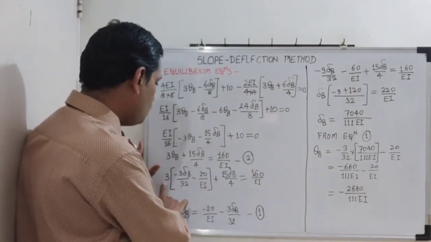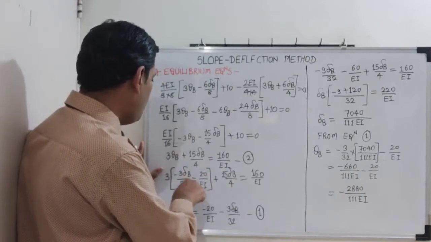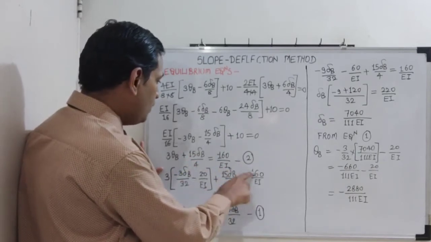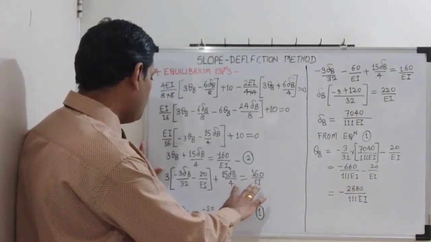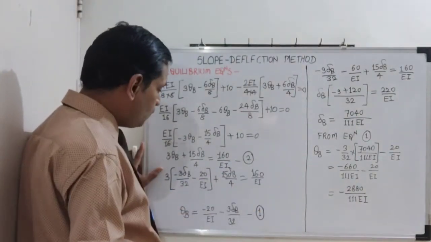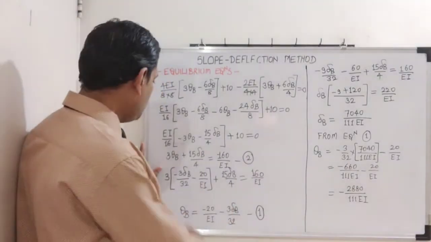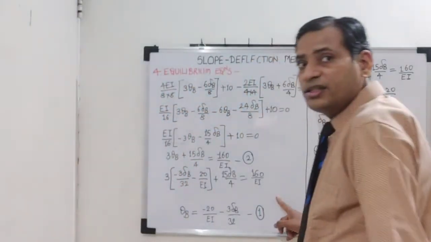Okay, so 3 times minus 3 delta B by 32 minus 20 by EI. So this is 3 theta B plus 15 delta B by 4. It is equal to 160 upon EI. Now we are going to simplify this for delta B. It means we are going to find the value of delta B from this. Simplified here, it is like this.